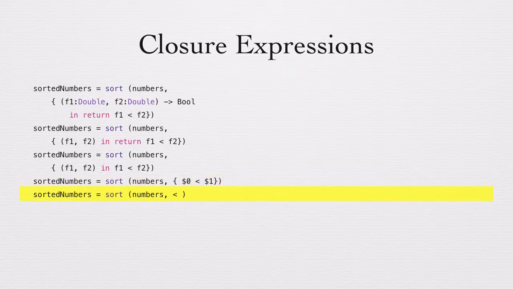We now do the further reduction by eliminating the two arguments. The overloaded less than operator is a function that compares the two operands and returns a boolean. As you have seen through this series of reductions, inline closure expressions can reduce your code substantially and also make it more readable.